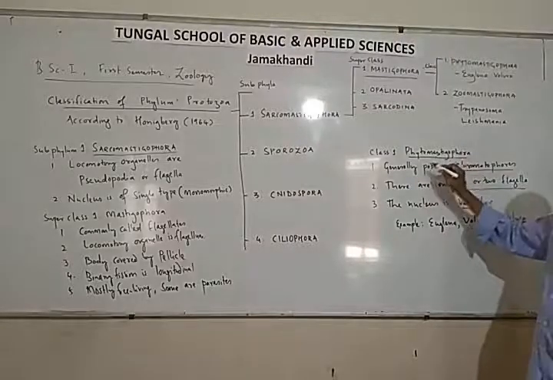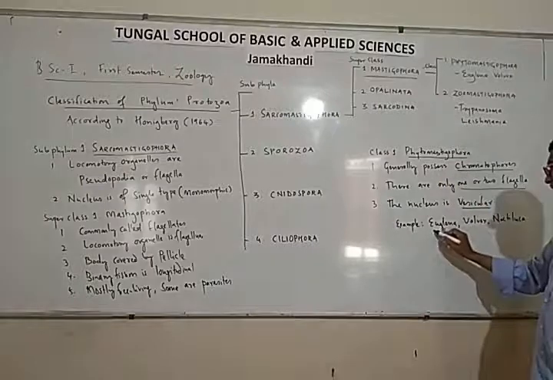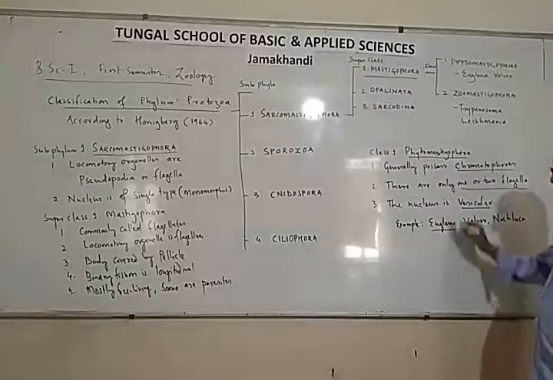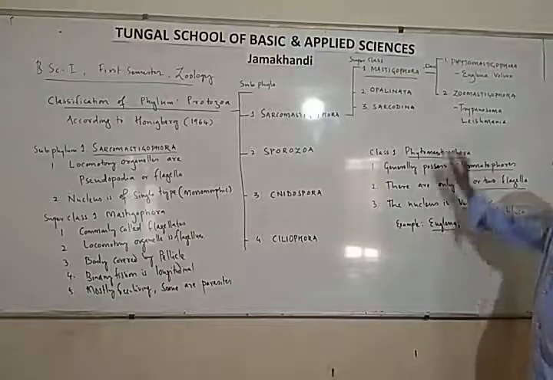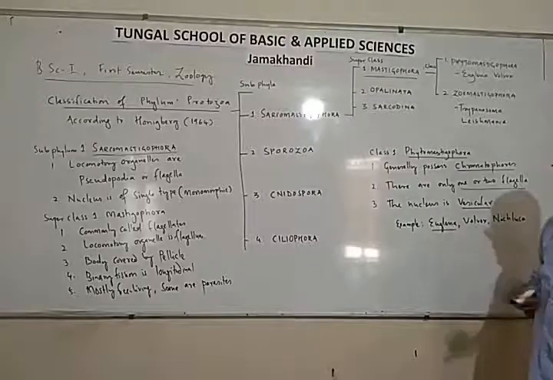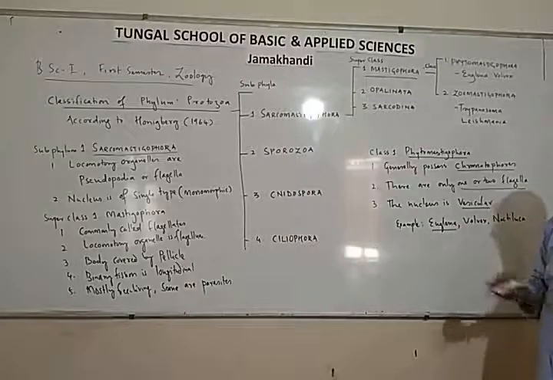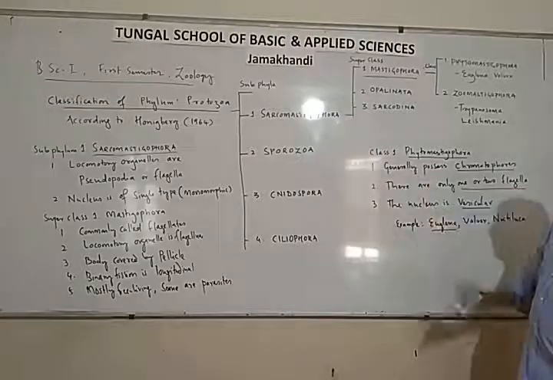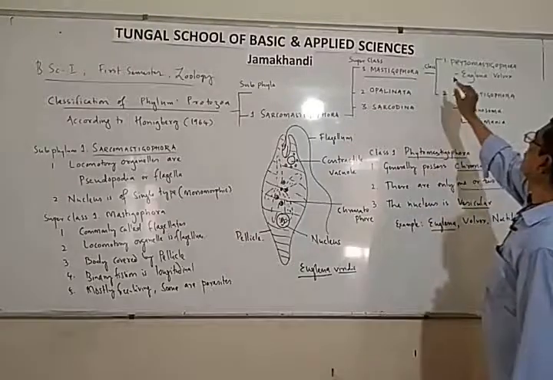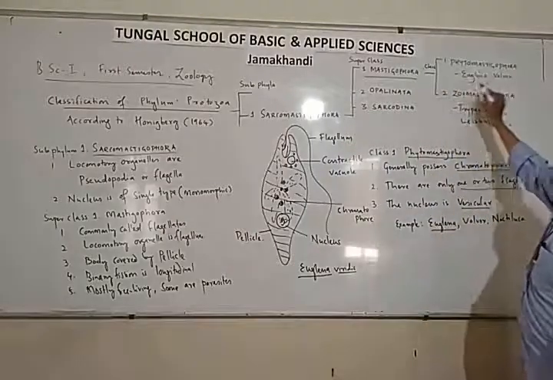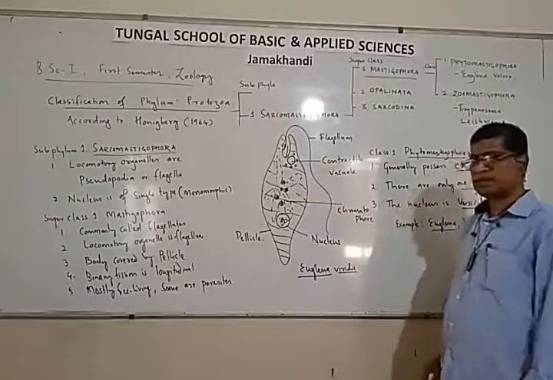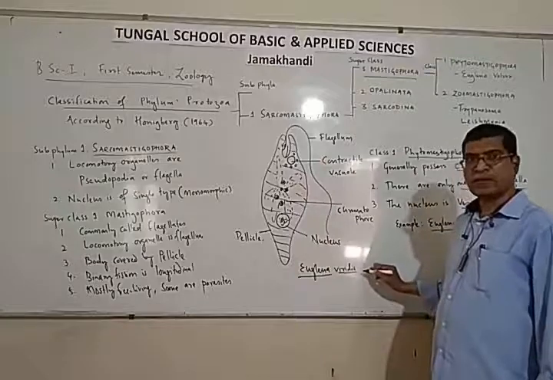Examples of Phytomastigophora are Euglena, Volvox, Noctiluca. Now we can study these characteristics with the example Euglena. I will draw the diagram of Euglena. Class Phytomastigophora, example Euglena. I have drawn the diagram of Euglena here. This is Euglena viridis.